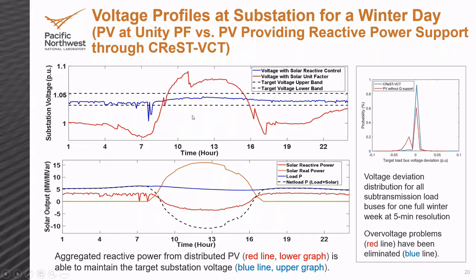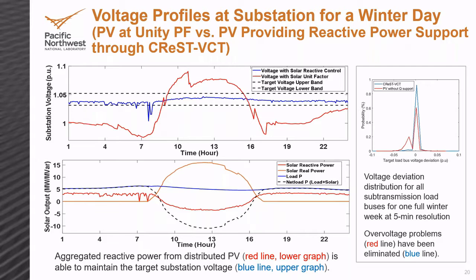So here on the left side, the upper graph, this is the voltage profile at the substation as seen from the transmission side. The red is the voltage profile without any optimization. Simply let the PV operate at unity power factor, which is the current business as usual model, versus the blue, which is coming from our optimization, where we are trying to maintain a very tight voltage control on the voltage profile of the substation. So overall, we can see the blue line, we're able to maintain the target voltage very well within the required boundaries.